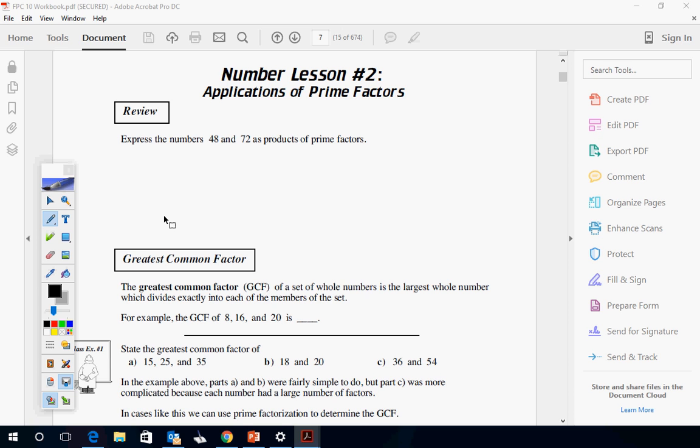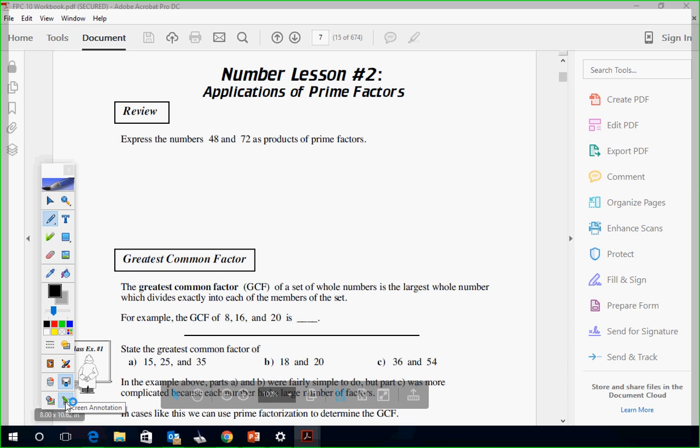Lesson 2, applications of prime factors, building on yesterday's. For the review, express the numbers 48 and 72 as a product of prime factors. That means we're doing the tree from the warm-up. Let's do that together really quickly to get in the rhythm.